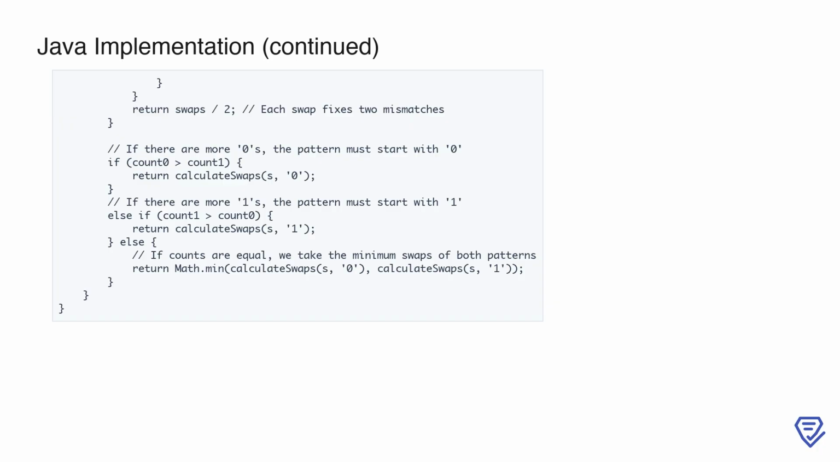Returning to the main minswaps method, we now decide the starting character for the alternating pattern based on the counts of zeros and ones. If count 0 is greater, the pattern must start with 0, so we call calculateSwaps with 0 as the starting character. Similarly, if count 1 is greater, we call calculateSwaps with 1. If the counts are equal, we calculate the swaps for both patterns and return the minimum of the two values, ensuring we determine the fewest swaps needed to make the string alternating.